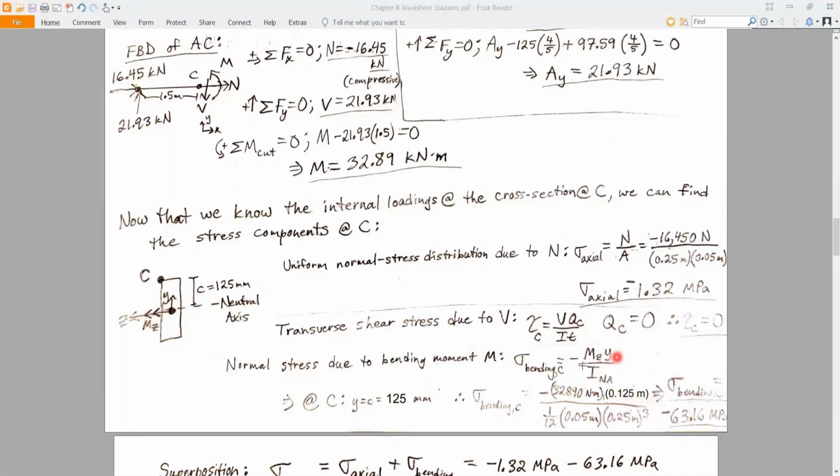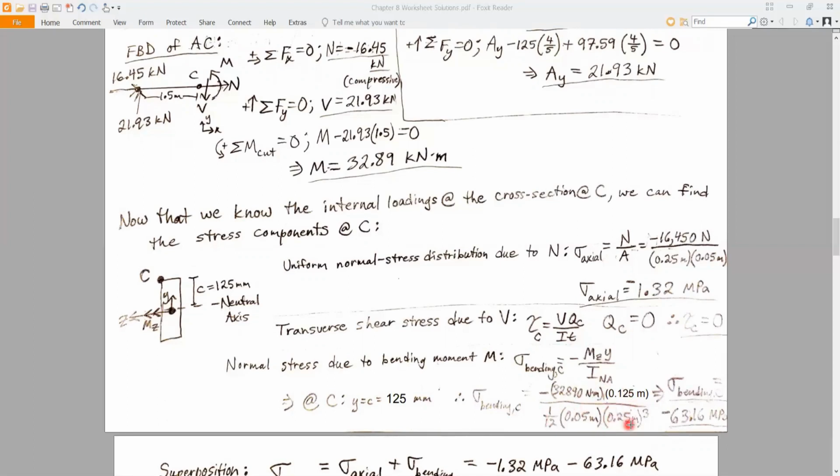That's going to be our flexure formula, My over I, and I wrote in Mz because we're bending about the z-axis. You could have a bending moment about the y-axis, but we don't here in this 2D problem. The y distance, I wrote here, is equal to our c value, lowercase c. That's our distance from our neutral axis to our outer surface. That's 125 millimeters. Plug that in, get 0.125 meters. Plug in our positive moment that we found. The negative sign takes care of whether it's going to be compressive or tensile. Turns out it's going to be compressive, right? We don't have any other negative signs to cancel it.